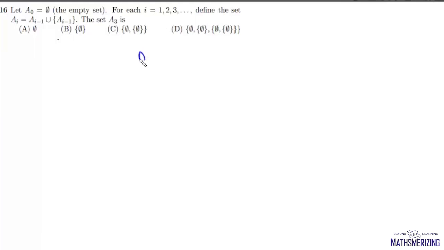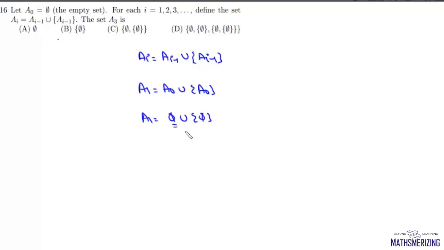Now question number 16 is, let A0 be {5}, then for each i greater than or equal to 1, define the set Ai as A(i-1) union the power set of A(i-1). Now for A1, it'll be A0 union the power set of A0. Now A0 is {5} union this set of subsets. Now 5 is included in every subset.